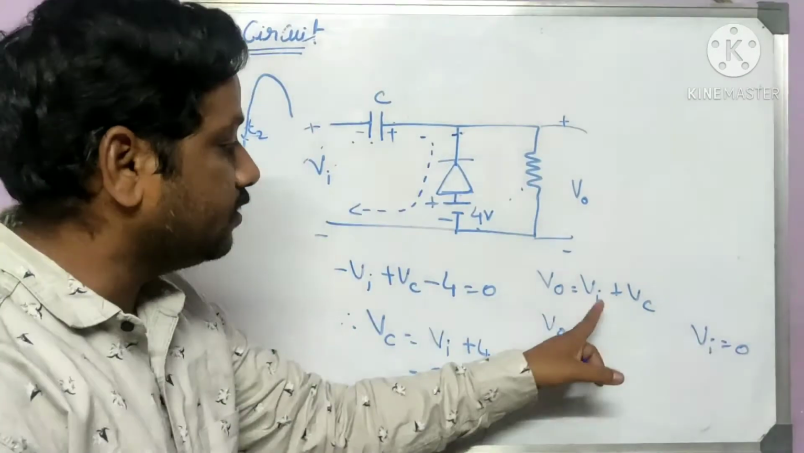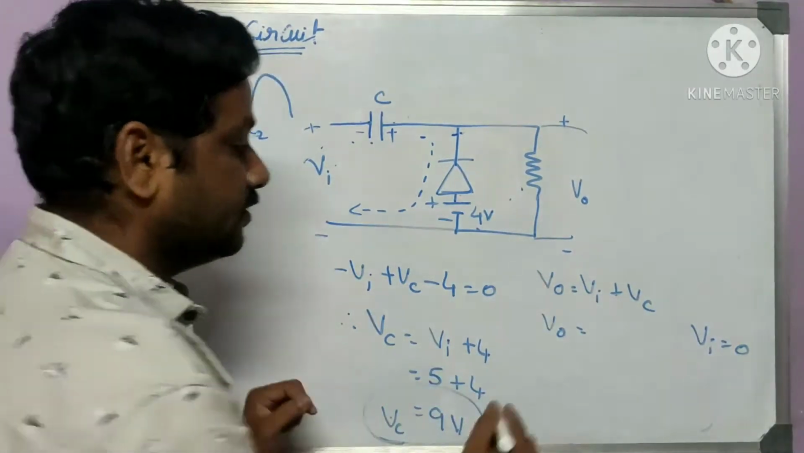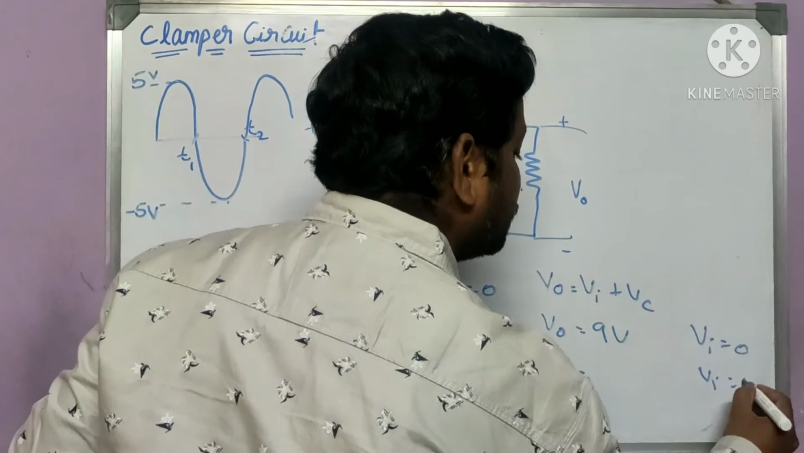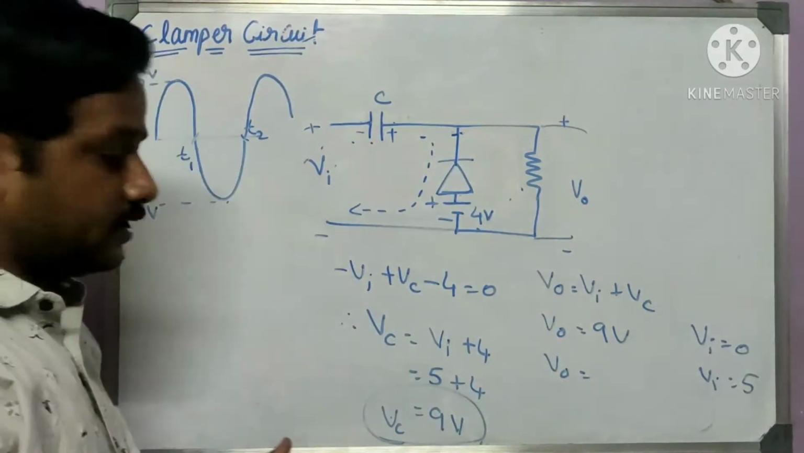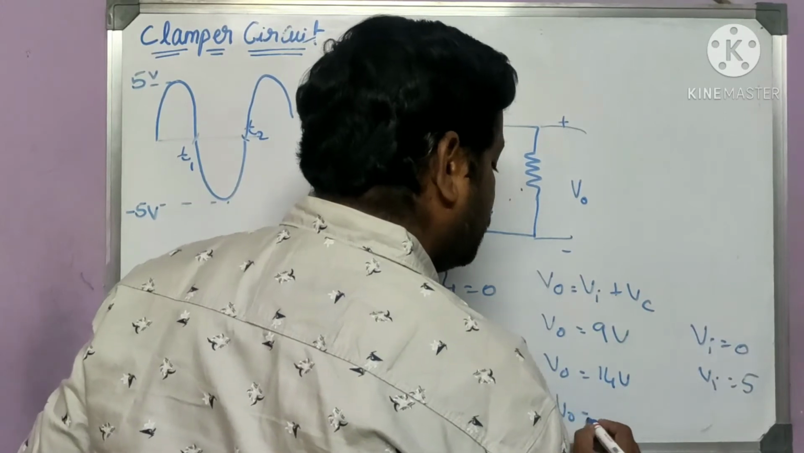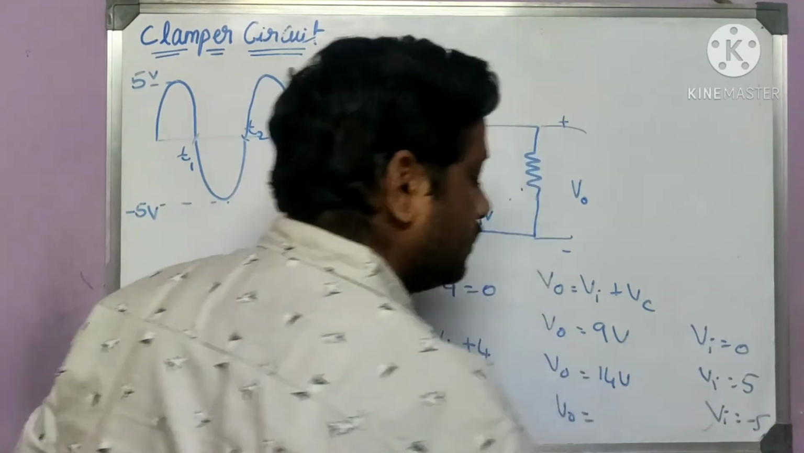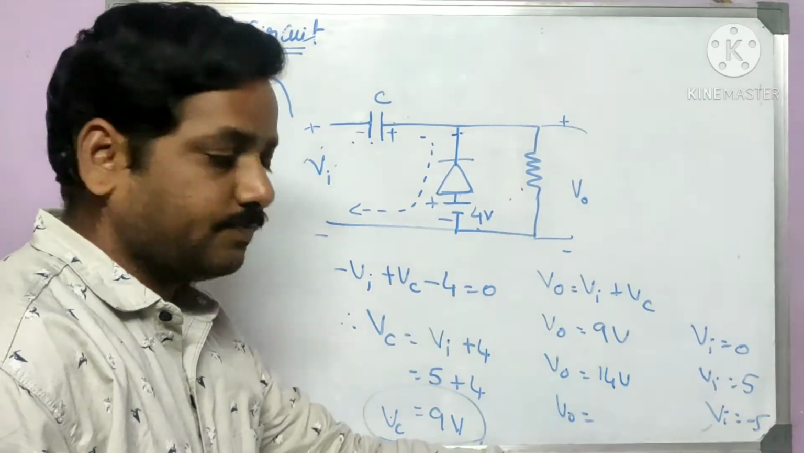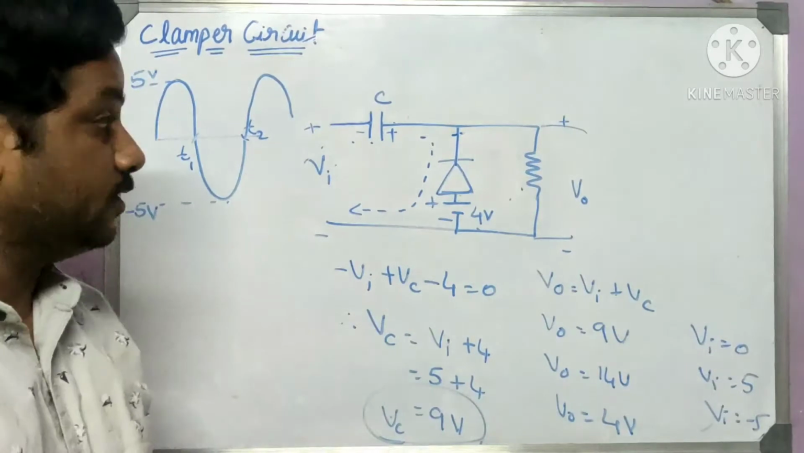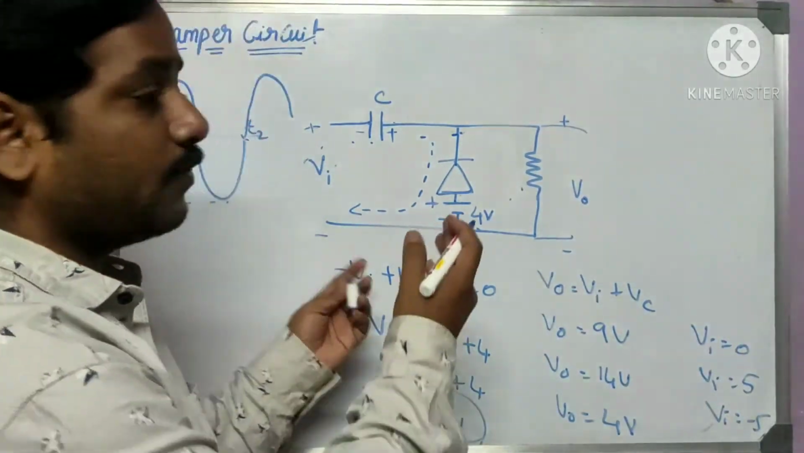If Vin is 0, then 0 plus 9, Vout will be 9 volt. Same way, if Vin is maximum 5 volt, then 9 plus 5 is 14 volt. And if Vin is minus 5, then minus 5 plus 9 will be 4 volt. This is the output. Now let's plot it.